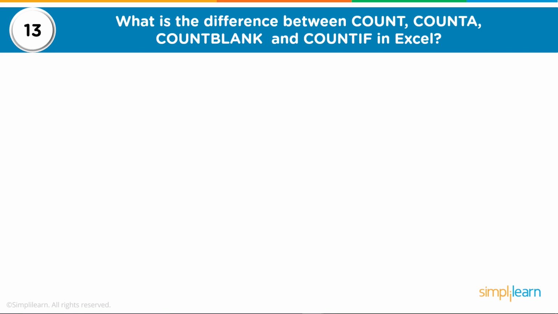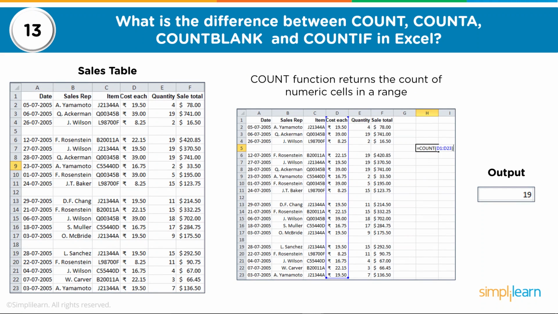What is the difference between COUNT, COUNTA, COUNTBLANK, and COUNTIF in Excel? We can see here when we run just COUNT on D1 through D23, we get 19. And you'll notice that there are 19 numbers coming down here. So it doesn't count the column title, "cost of each," which is the top cell. It doesn't count the blank spaces either with the straight COUNT.